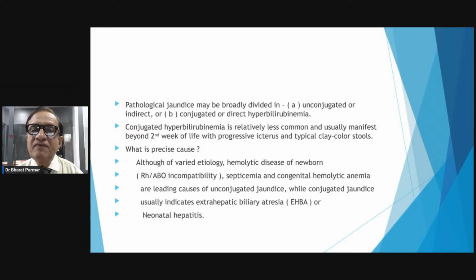Pathological jaundice may be broadly divided into unconjugated or indirect hyperbilirubinemia and conjugated or direct hyperbilirubinemia. Conjugated hyperbilirubinemia is relatively less common and usually manifests beyond 2 weeks of life with progressive icterus and typical clay colored stool. So, what is the precise cause? Although the etiology is varied, the most common cause of pathological jaundice is hemolytic disease of the newborn, RH and ABO incompatibility. Septicemia and congenital hemolytic anemia such as thalassemia major are also leading causes of unconjugated hyperbilirubinemia, while conjugated hyperbilirubinemia is due to extrahepatic biliary atresia or neonatal hepatitis.